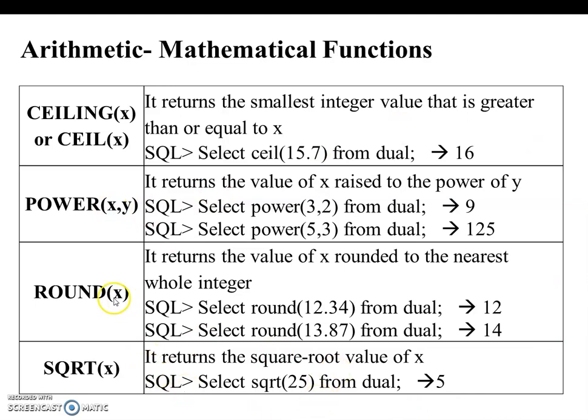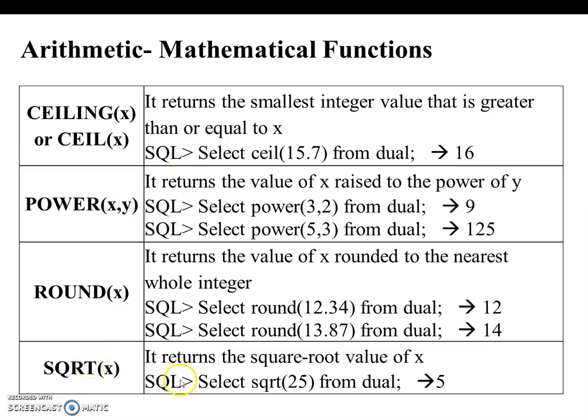Next one is the round function. The round function will return the result based on rounding. Everybody knows the use of the round function: it just rounds the value to the nearest whole integer. So the fractional number 12.34 will be written as 12 when rounded, and 13.87 will be written as 14. For 12.34 the nearest value is 12, and for 13.87 the nearest value is 14, hence the results.